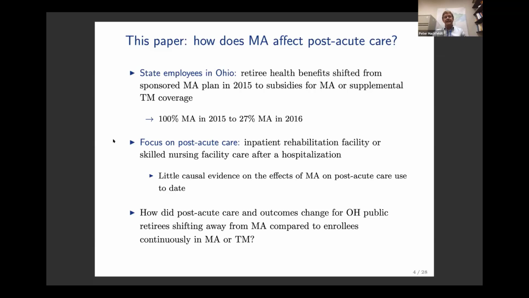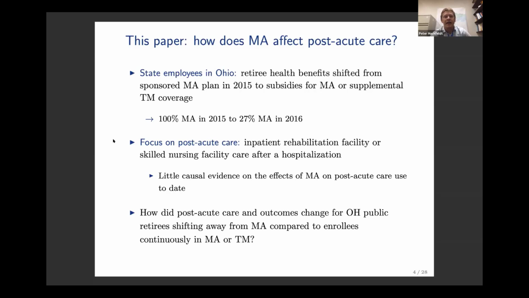on a health exchange that they set up. And so what you see is that in 2015, anyone with sponsored retiree health benefits were in Medicare Advantage. But in 2016, only 27% of retirees were in Medicare Advantage. And so we're using this as a source of exogenous variation in Medicare Advantage enrollment to study the causal effects of Medicare Advantage. We're looking specifically at post-acute care.